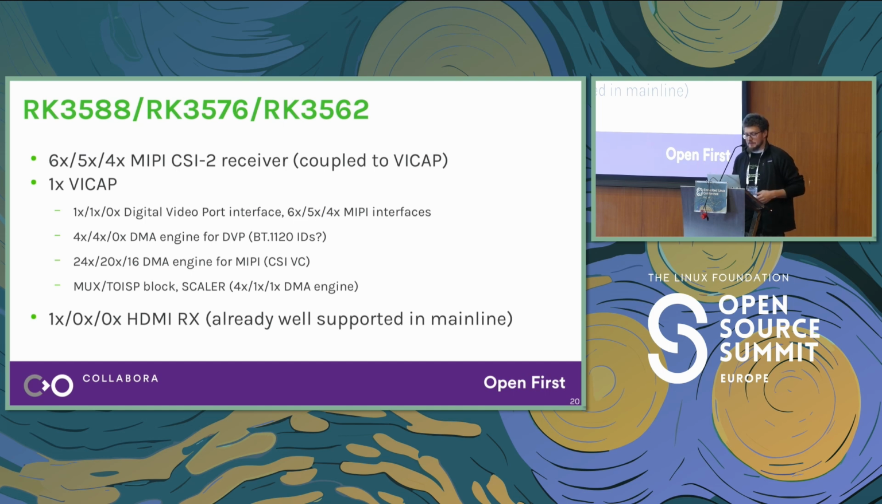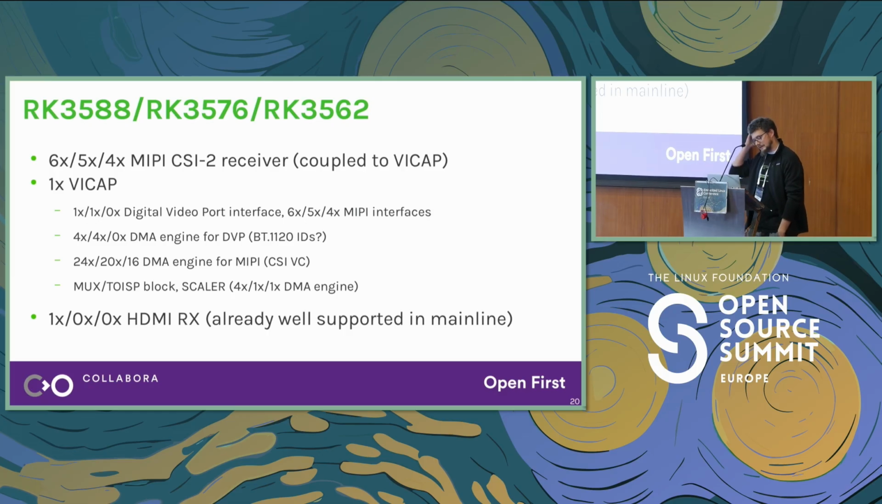Again, you have an awful lot of MIPI CSI receivers, so 6, 5, and 4 respectively. Fortunately, they're the same as in the 3568. The VCAP may have one DVP again. It may have up to 6 MIPI interfaces. It may have up to 4 DMA engines for the DVP, if present. It may have up to 24 DMA engines for the MIPI. Then, of course, there is this MUX we already talked about, and the scaler may feature up to 4 further DMA engines. So, an awful lot of DMA engines, right?